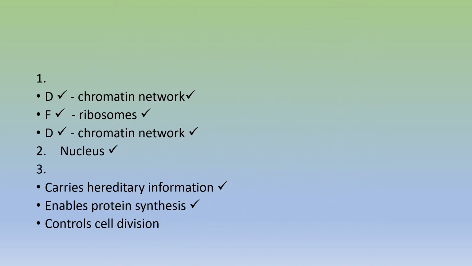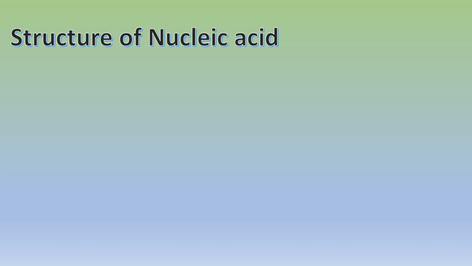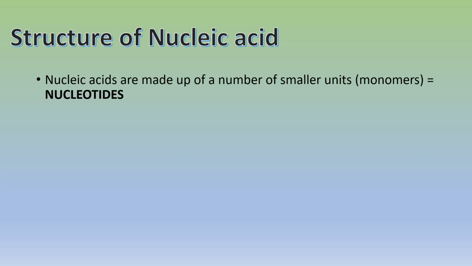So going back to our content for grade 12, now we're looking at the structure of the nucleic acid. My nucleic acid is made up of a number of smaller units, or monomers, called nucleotides. So the same way our tissues are made up of cells, which are the smaller units, our nucleic acids are made up of nucleotides.